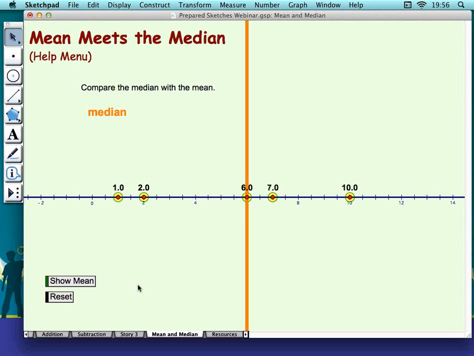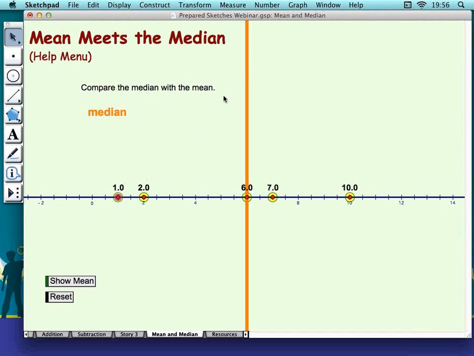Okay. Well, I can show 2 activities at 1 activity per 2 minutes, right? So here's one page of the mean and median activity. And this, again, is from the help menu, and so is also available in Sketchpad 4 format.